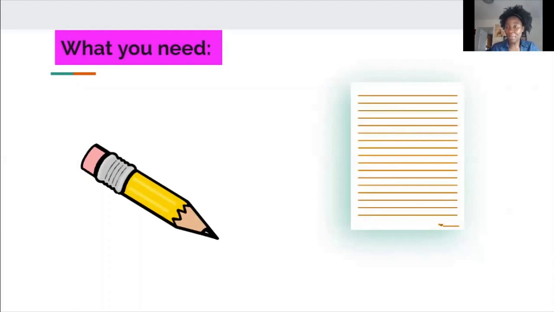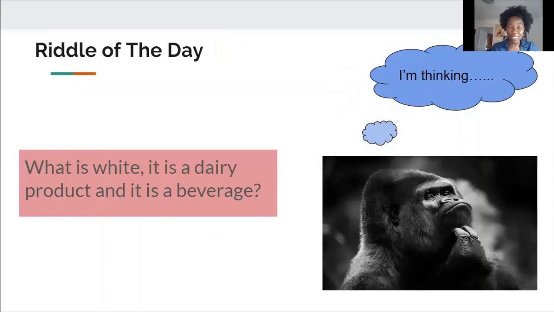Boys and girls, while you're grabbing your materials, I have for you today a riddle, and the response to the riddle will be revealed at the end of the lesson. So please stick around for the entire lesson to find out the answer. The riddle reads: what is white? It is a dairy product and it is a beverage. I'll repeat. What is white? It is a dairy product and it is a beverage. Both Mr. Ape and I will be thinking about the response to this riddle, and we both will be sticking around to the end of the lesson to find out.